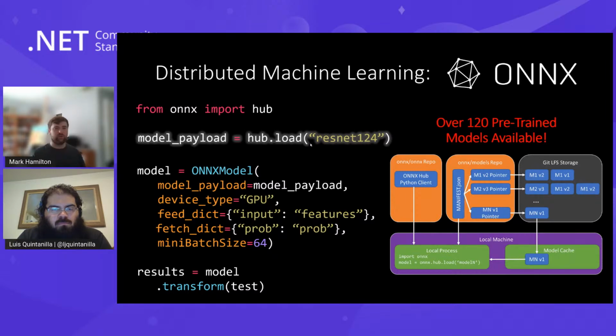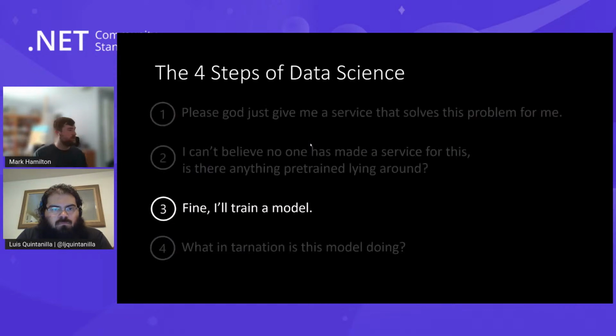And so with this, this 120 figure is a little bit old. There's now probably like 160, 170 different models in the Onyx Model Hub. So hopefully one of them can solve your problem. And what happens if you can't get one of these Onyx models or one of these services to solve your problem?